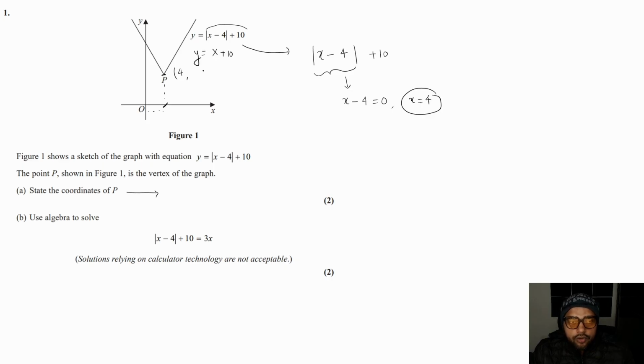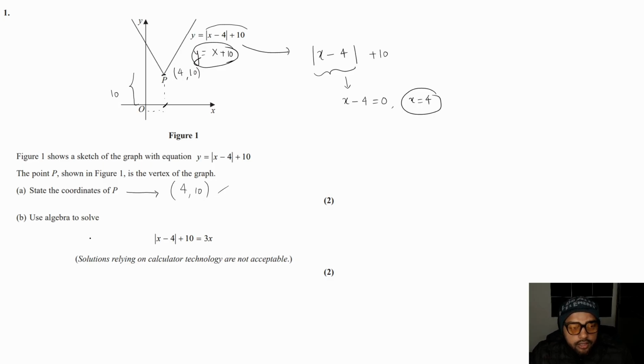What we can observe from here is that we need to shift the y coordinate up in the graph by 10 points. You can see it is 10 points above the graph. So what will be the coordinates of P, students? That will be 4 comma 10. Okay, so this is the coordinate of P.